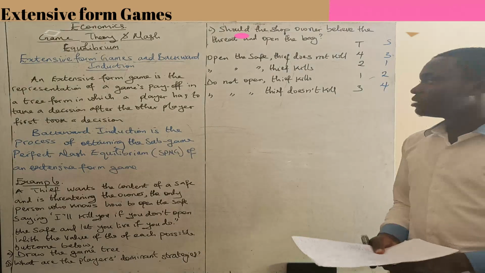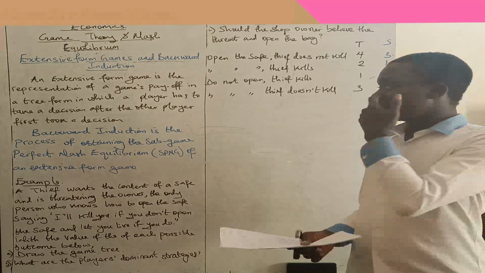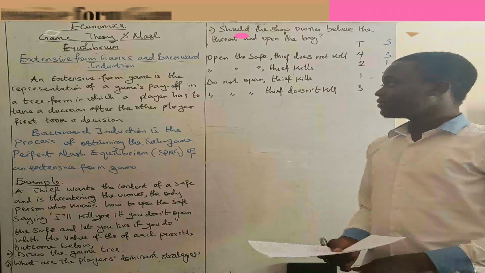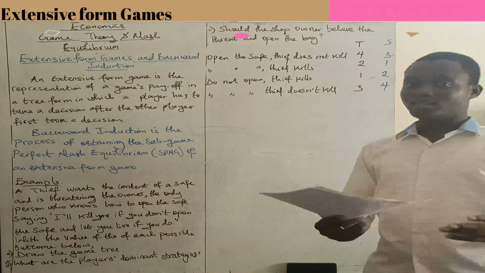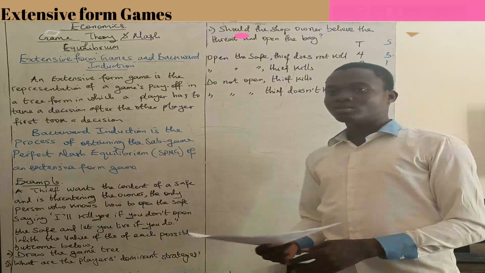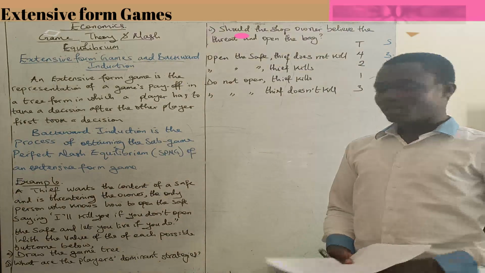So an extensive form game is a representation of a game's payoff in a tree form, in which a player has to take a decision after the other player first took a decision, right? So you kind of have to wait. The first person has to take a decision, then that will determine the line of action that you are also going to take.